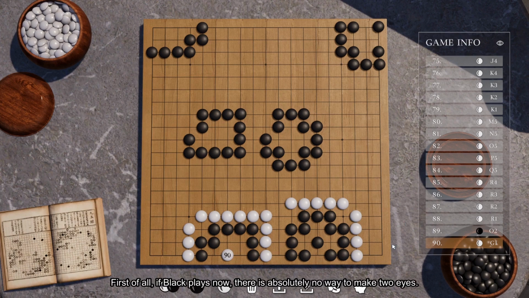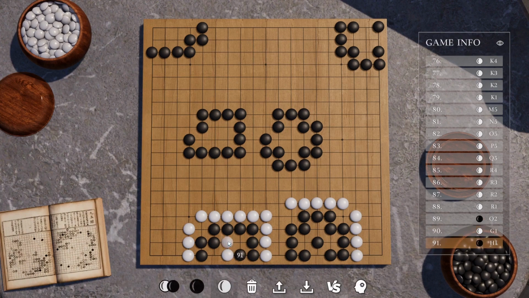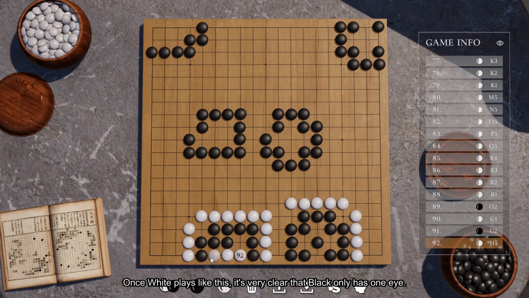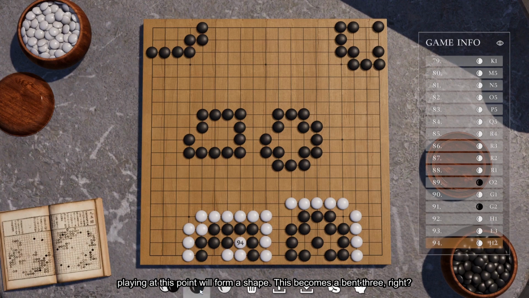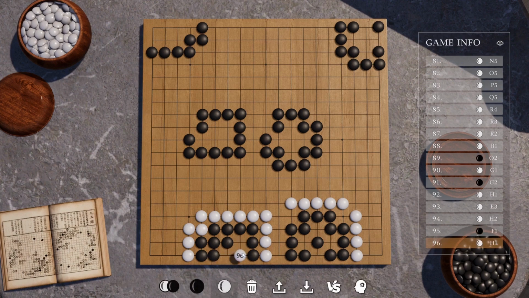First of all, if black plays now, there is absolutely no way to make 2 eyes. Right, these 2 positions are me-I. Once white plays like this, it is very clear that black only has 1 eye. If black doesn't play, later, when white takes away the outside liberties, playing at this point will form a shape. This becomes a bent 3, right? This captures black, and playing at this point forms a straight 3.